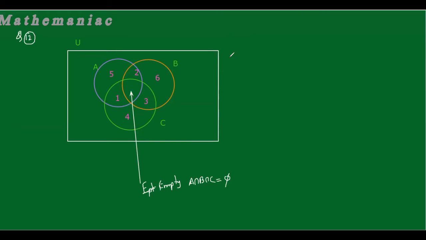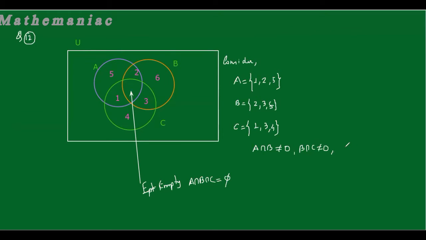So from here you can write, consider the set A. Now from here you read the sets. What will be the elements belonging to set A? It is 1, 2, 5. B is the set where you will be getting elements 2, 3, 6, and C is the set where you will be getting elements 1, 3, 4. And now clearly you can easily find that A intersection B is not empty. B intersection C is not empty. And A intersection C is also not empty.